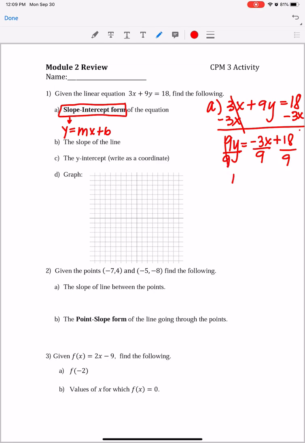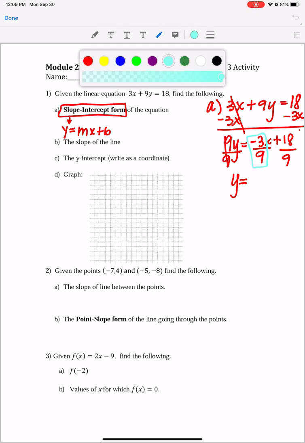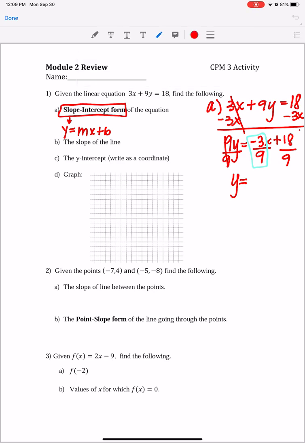So my 9's cancel and I'm left with y equals. Here, we've got negative 3 over 9. Reduce that. Those are both divisible by 3. So that's going to give me a negative 1/3 x. And then 18 divided by 9 is 2. So, this is my answer to part A.